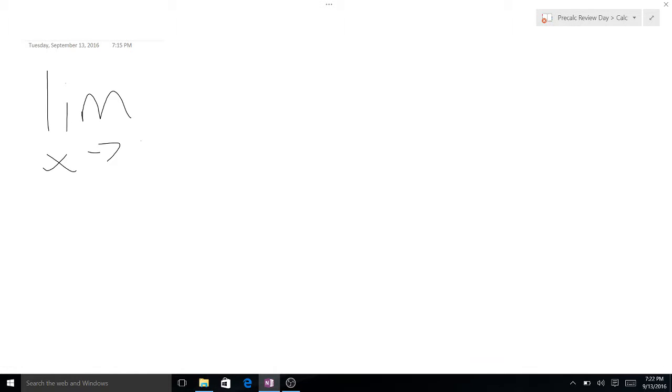So, first things first, a limit as x approaches a. I can feel your judgment of my handwriting, but you write with your finger and make it look good. So, limit as x approaches a of f of x equals L. That's what a limit looks like.